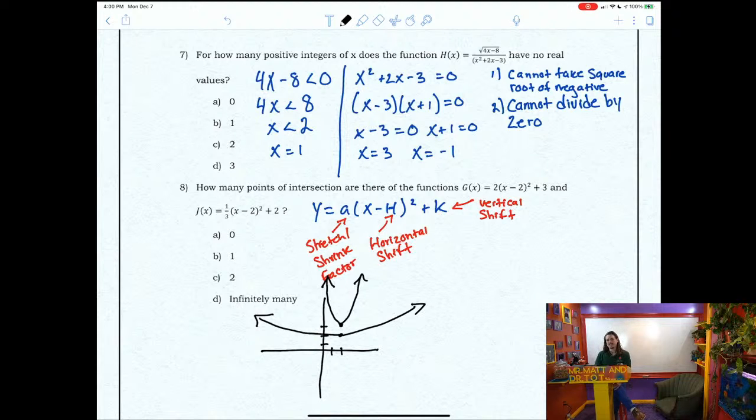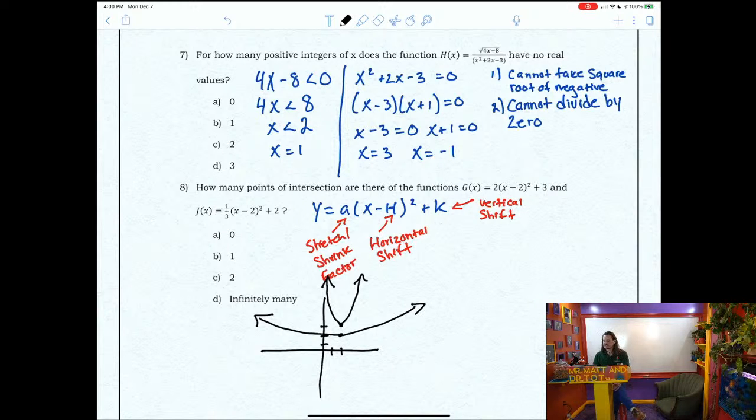Notice that doesn't say x less than or equal to 2. That says x less than 2. There's only one positive integer less than 2, and that's x equal to positive 1. So I have one positive integer so far for x that would produce non-real values.